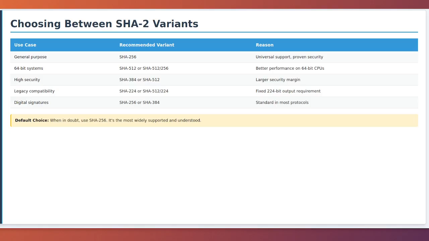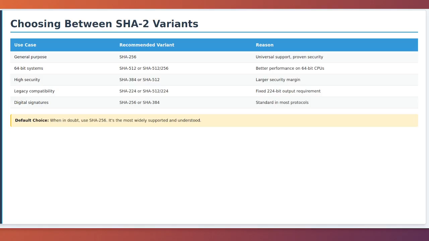SHA-512/256 is interesting because it gives you SHA-256-sized output with the performance characteristics of SHA-512 on 64-bit systems. It is useful when you are constrained to 256-bit outputs but want optimal performance. SHA-224 and SHA-512/224 are less common but useful when you have strict output size requirements, perhaps for legacy protocol compatibility, or when you need to fit hashes into fixed database fields.